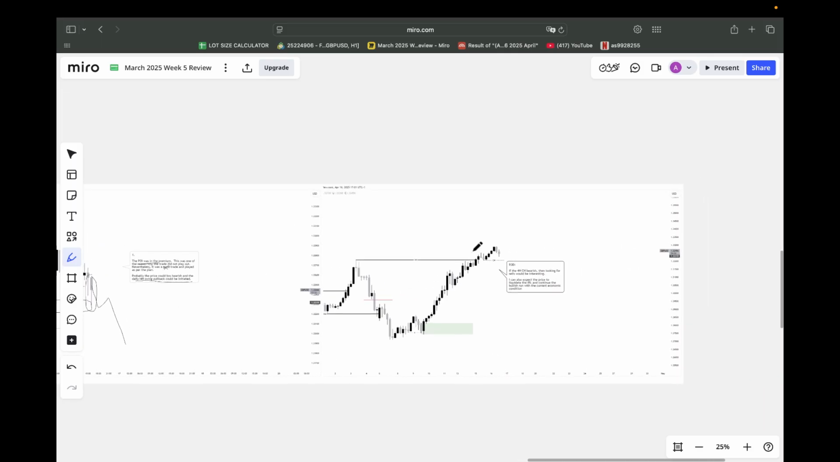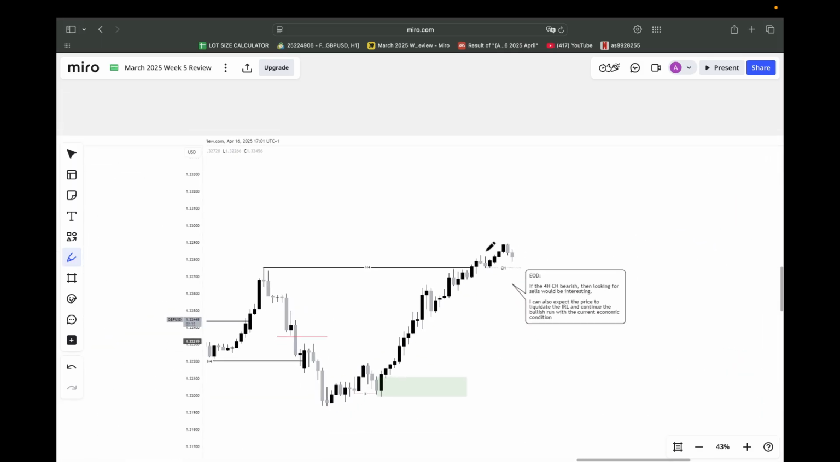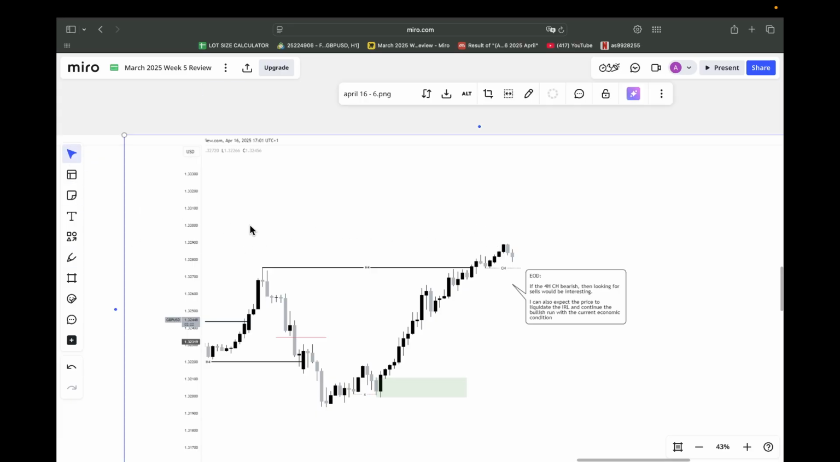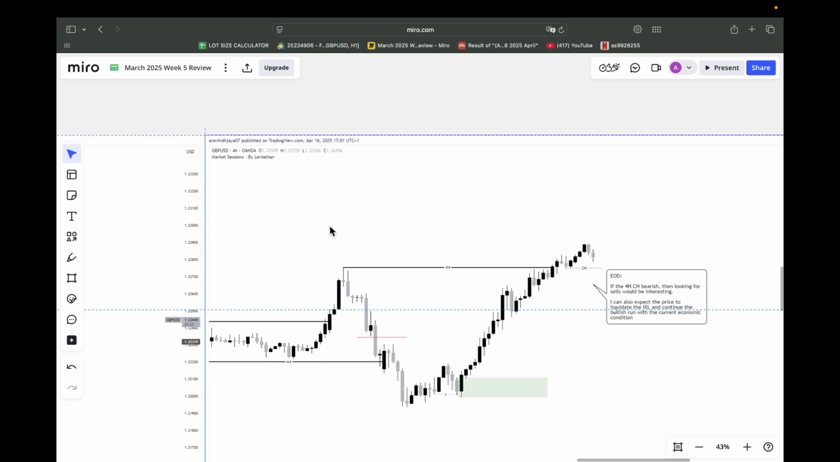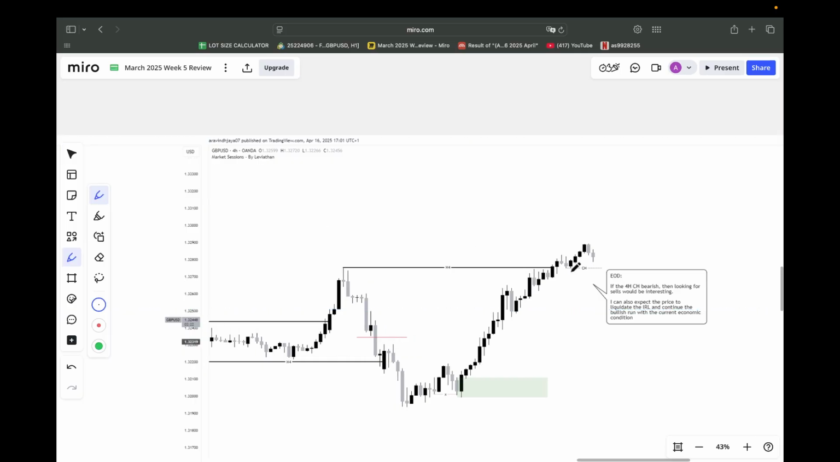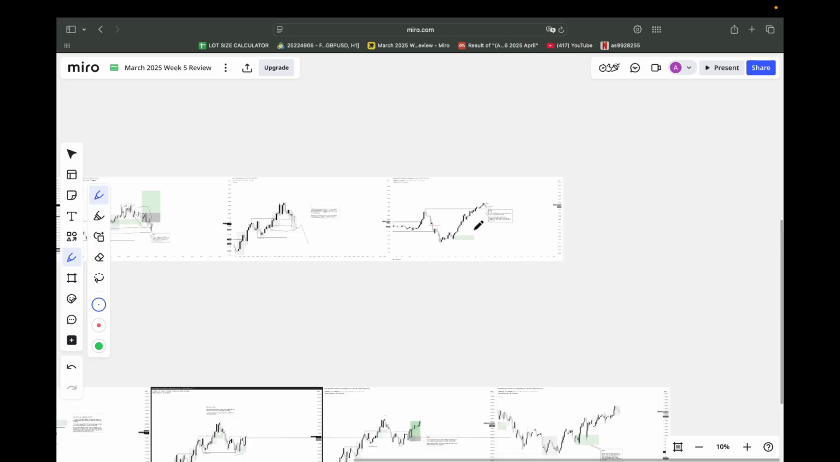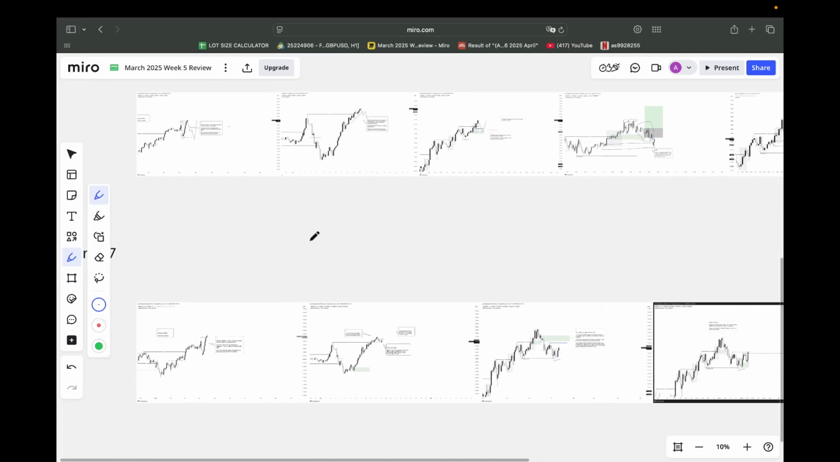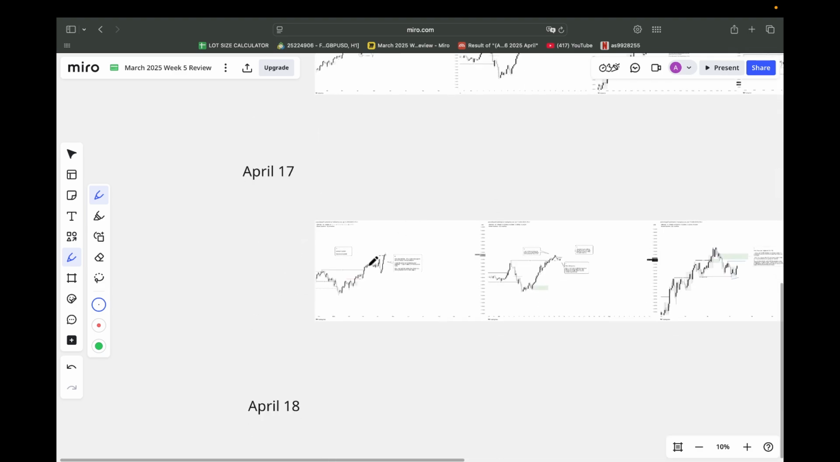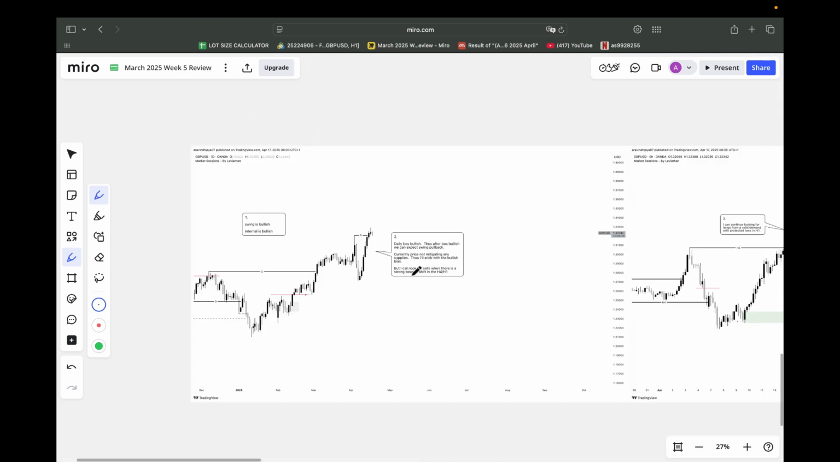Probably, but not now. So this is the 4 hour chart, probably. Let me check once. Yeah, this is actually the 4 hour chart. So still the price did not CHoCH bearish. If only the price CHoCH bearish, then I can look for shorts. So that's all about April 16. So let's jump into April 17 and see what happened.